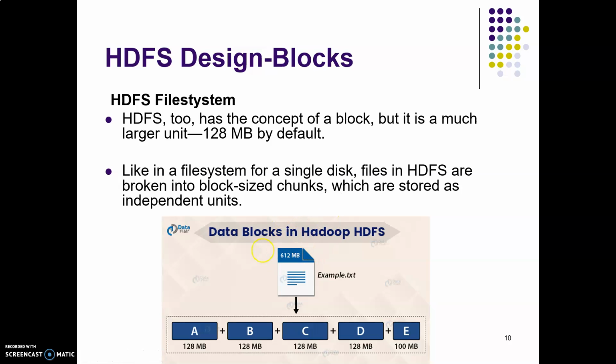Let us understand this with a small example, where we have a file with the size of 612 MB. It is broken into 128 plus 128 plus 128 plus 128. We are left with only 100 MB, which is written in the last block called E. So these are blocks A, B, C, D and E. All of them together are nothing but our file. So a file is broken into certain blocks in HDFS in the form of 128 MB per block.